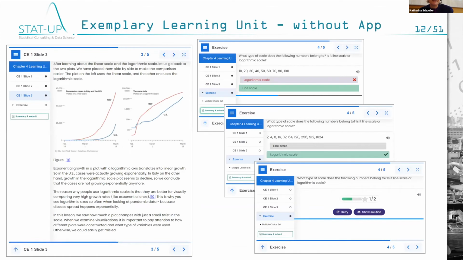Here you see an exemplary learning unit without the app. This learning unit is about scaling information in a visualization. So it compares data of the pandemic. I think it's about cases in the pandemic. On the left side, you see the original, and on the right-hand side, you see a logarithmic scale. So this is used to explain the difference and to see what you can do with a certain scale and read from it, or what you cannot read from it. Then you see different exercises following that text introduction that you can click on, and you see your progress in that lesson during the chapter, and you can always retry if it was wrong. You can click on show me the solution, and then the solution will appear.